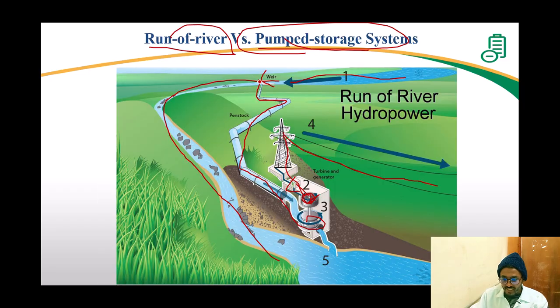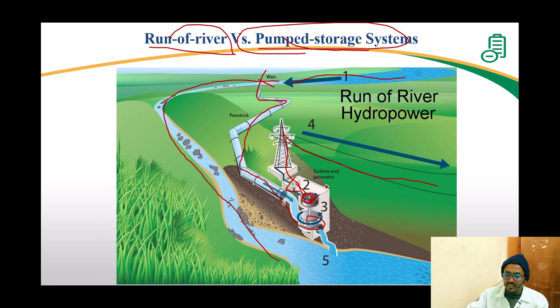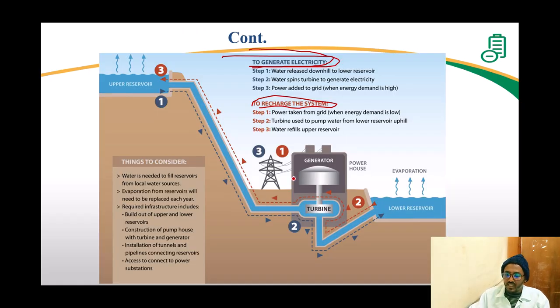Here we generate electricity, but there is no recharge system here. There is no recharging. But here we can recharge. Let's see. Step one is water released downhill to lower reservoir. This one is upper reservoir. We have lower reservoir, right? So the water flows down. It goes like this. On the way, it will hit the impellers in this turbine, and it will turn on this generator, right? So we have the powerhouse and we have transmission lines.